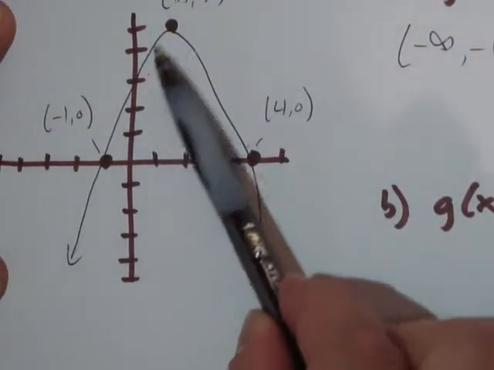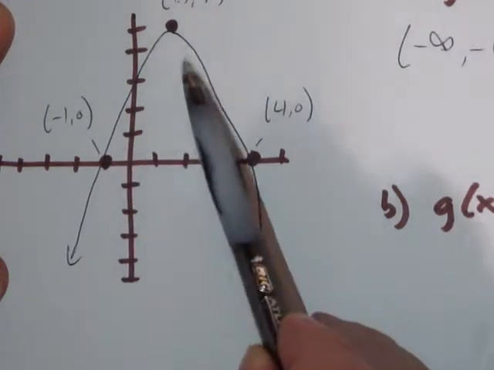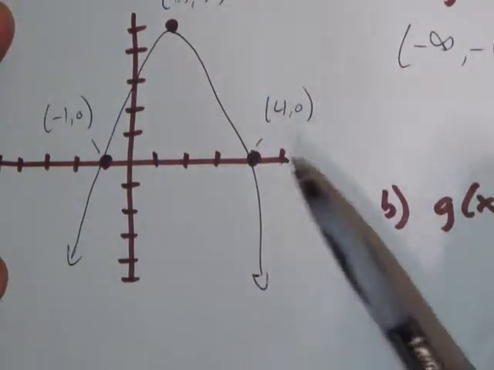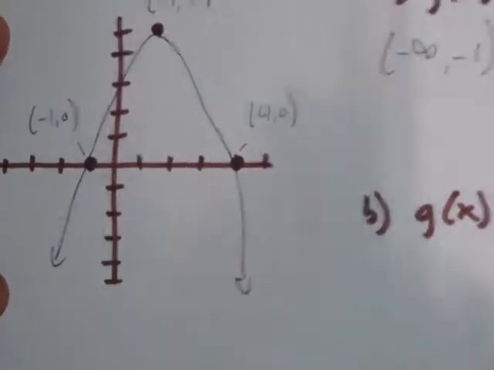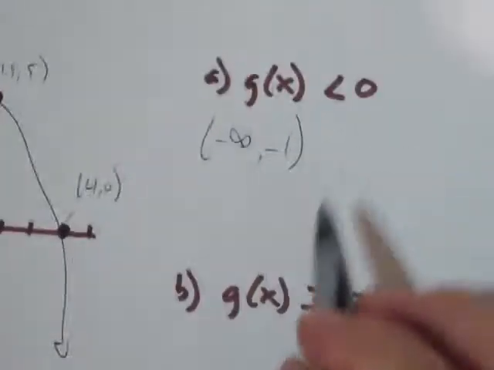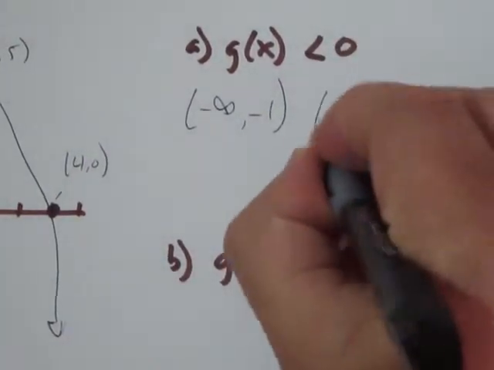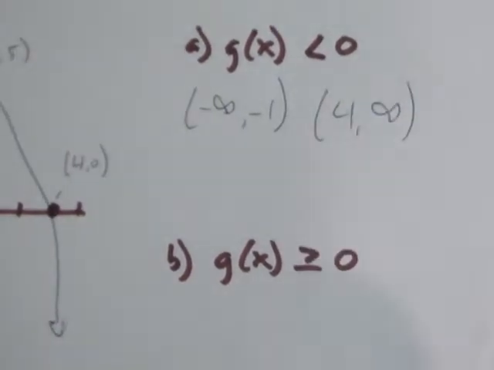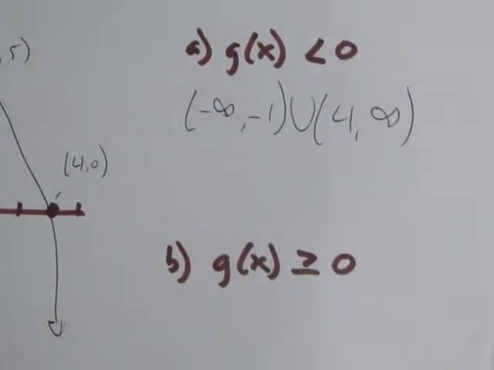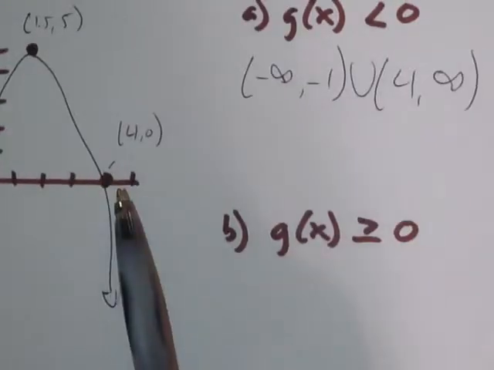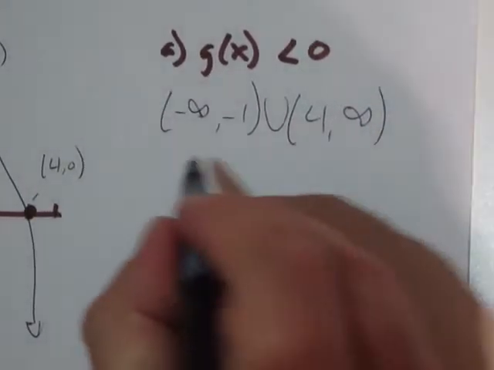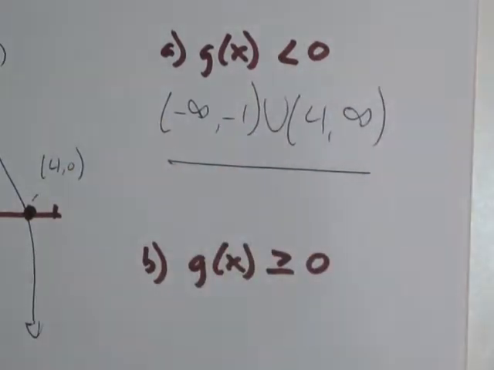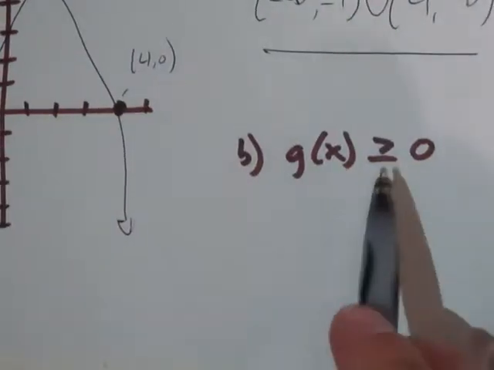Then for this interval here, it's above 0, so it's greater than 0, and we're not going to count this part. But picking up again starting from 4 and beyond, now it's below 0 again. So we went from negative infinity to negative 1, but now from 4 to positive infinity, it's also below 0, and we're going to union these together. So negative infinity to negative 1, and then from 4 to positive infinity. That would be our answer for when this is less than 0. Now, when is g of x greater than 0?